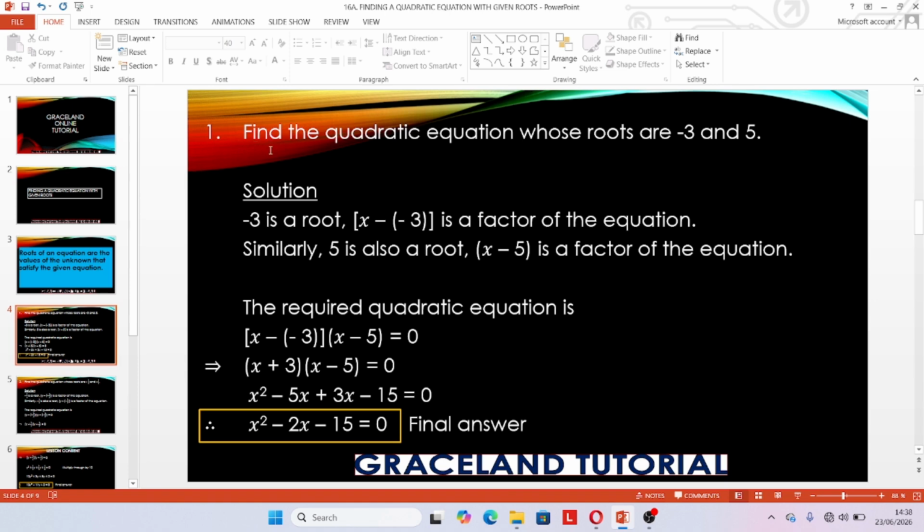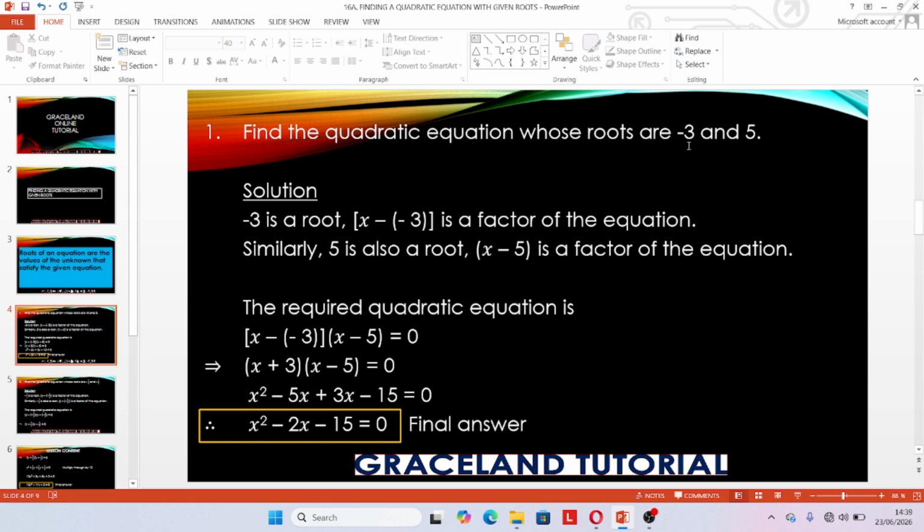Number one, find a quadratic equation whose roots are -3 and 5. Solution. Now, from the question, -3 is a root. And since -3 is a root, we'll follow this formula: x minus -3 in brackets is a factor of the equation.